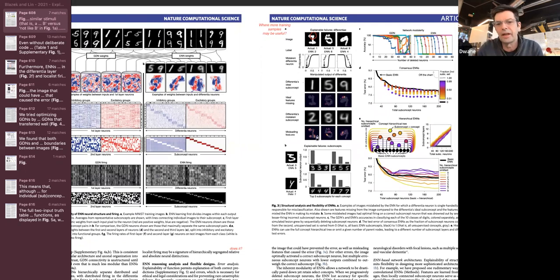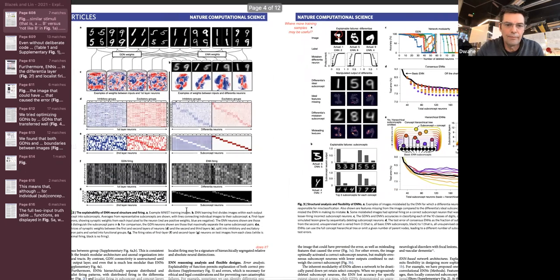On the MNIST dataset, they then start looking at a failure case. Jump in here now. Yeah. Okay. No, I'm going to jump in the other way.